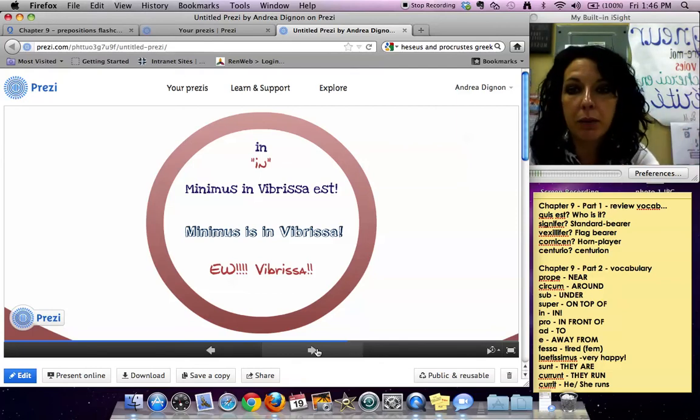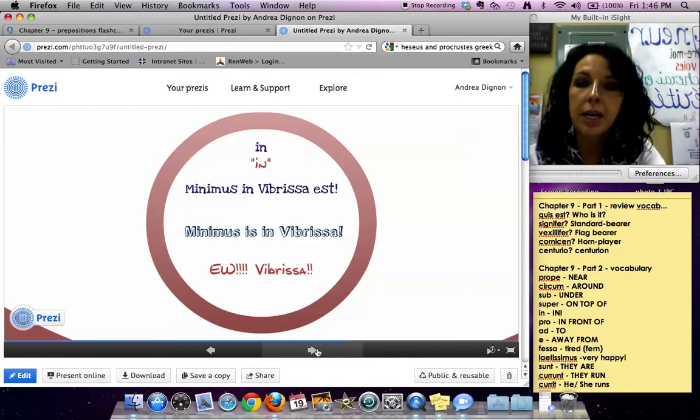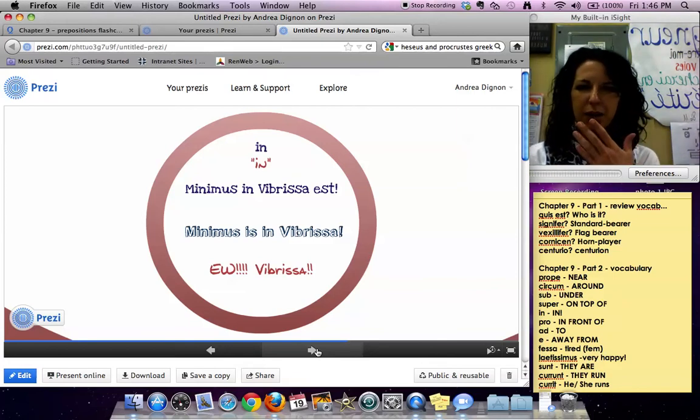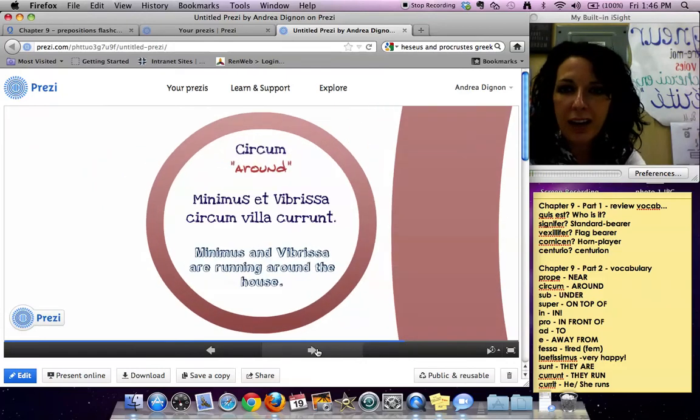Not difficult. I know you can do it. In means in. Minimus in vibrisa est. Thank you, Brooks, for this sentence. Much appreciated. Minimus in vibrisa est. Minimus is inside vibrisa. Ew, vibrisa ate minimus. That's gross. But I'll bet that Lepidina's happy about it. Probably. All right, moving on.